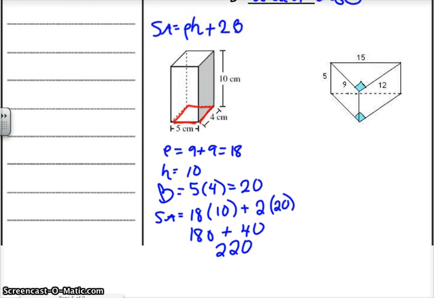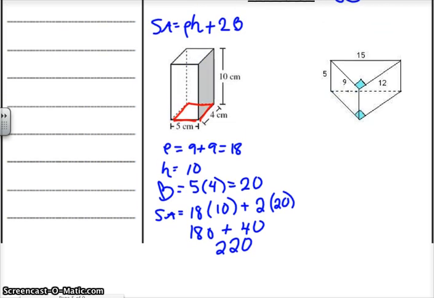Now find the surface area of our triangular prism here. So, breaking it down again. P, perimeter of my base. I like to use any color or highlighter so I can really visualize my base. So the perimeter of my base is going to be 9 plus 12 plus 15. 12 plus 15 is 27. 27 plus 9 is 36.